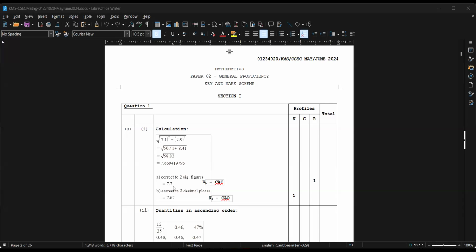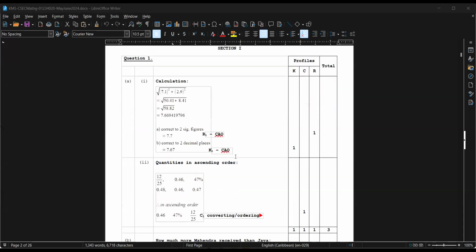You can have all those steps, and if you don't have 7.7, they're only going to give you this 1 mark. You see the CAO, it means correct answer only. They're not going to give you any mark for all these steps. You get what I'm saying? I understand that, yes. So you don't have to worry that you have to explain the rules of arithmetic to a big CXC marker. You are at university. Why would you explain that to anybody? They expect that you already know that.